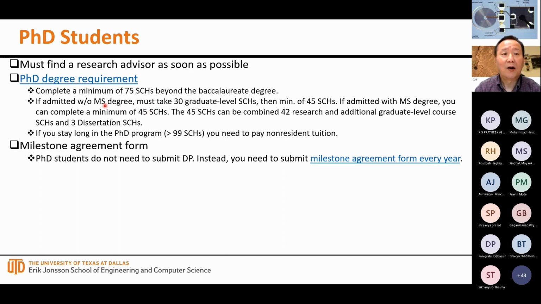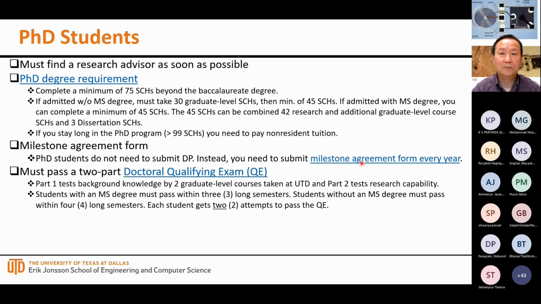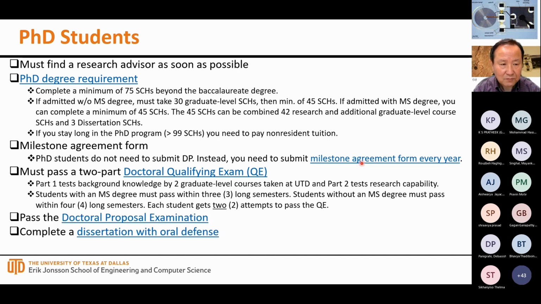For those who are accepted into the PhD program without master's degree, then you need to take 30 semester credit hours of graduate level for master's degree, and then do 45 semester credit hours. For PhD students, the degree plan is not there. You need to submit a milestone agreement form every year, signed by your advisor, and it must be turned in.